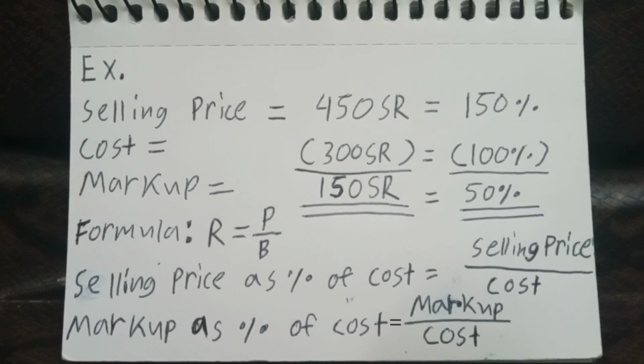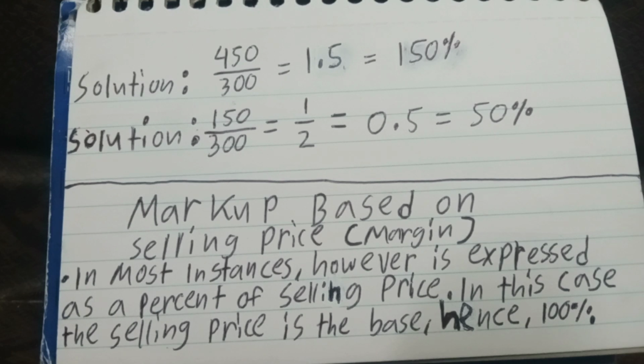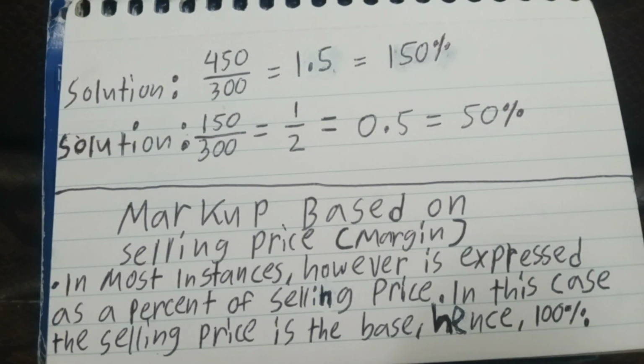So you might be asking how. Don't worry, I'll show you the solution. As you can see here, for our solution, we have 450 divided by 300, since 300 is going to be our base. So 450 divided by 300 is going to give us 1.5. And if you convert 1.5 to percent, it's going to be 150%. You just have to move the decimal point 2 times to the right and add a percentage sign. So 150% is going to be our selling price percentage.